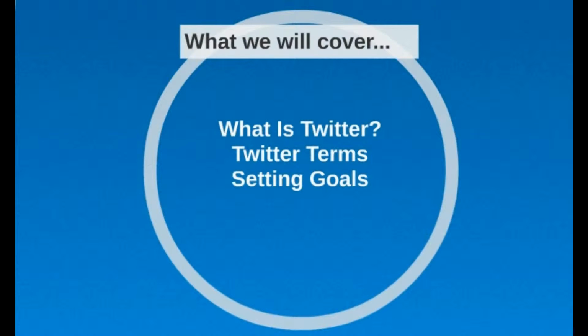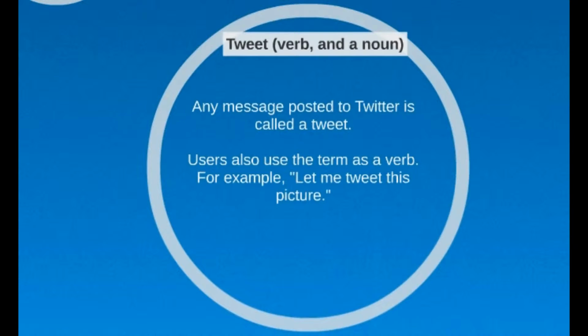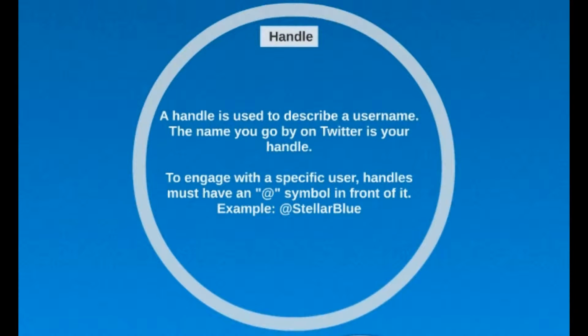Now, before we get too far, let's go over some of the common Twitter terms you'll come across as you start working with the platform. Starting with a tweet. Any message posted to Twitter is called a tweet. Users can also use the term as a verb. For example, if I said to a coworker, "One second, let me tweet out this promotion quick." A handle is used to describe a username on Twitter. The name you go by is your handle. To engage with a specific user, handles must have an @ symbol in front of it. See the example for Stellar Blue. This is our Twitter handle.